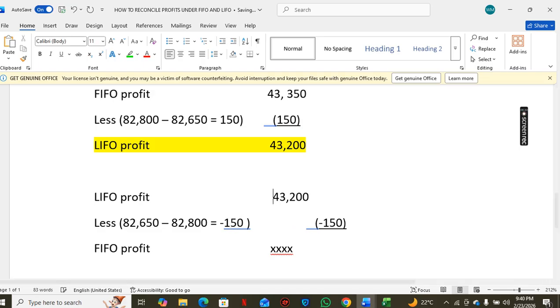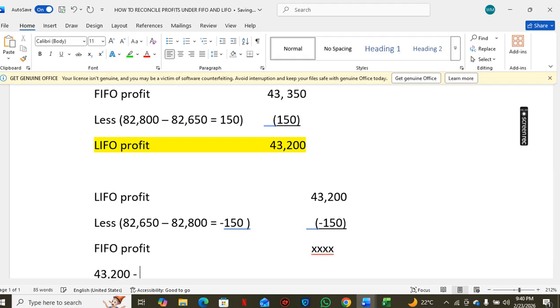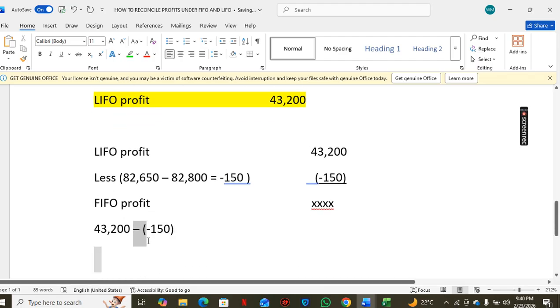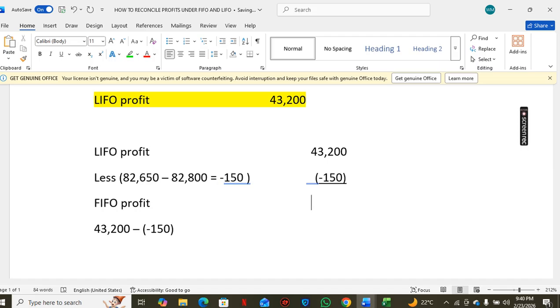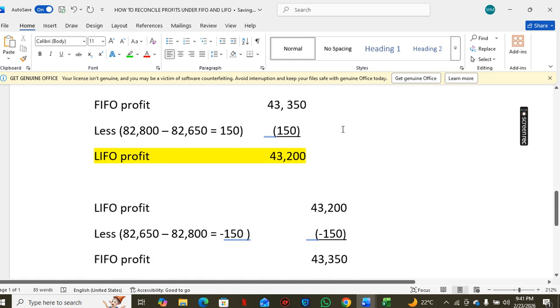So here our tabulation is this: 43,200 minus negative 150. According to mathematics, negative and negative make positive. So it's the same as if we're adding 43,200 plus 150, which will give us 43,350, which is the FIFO profit.